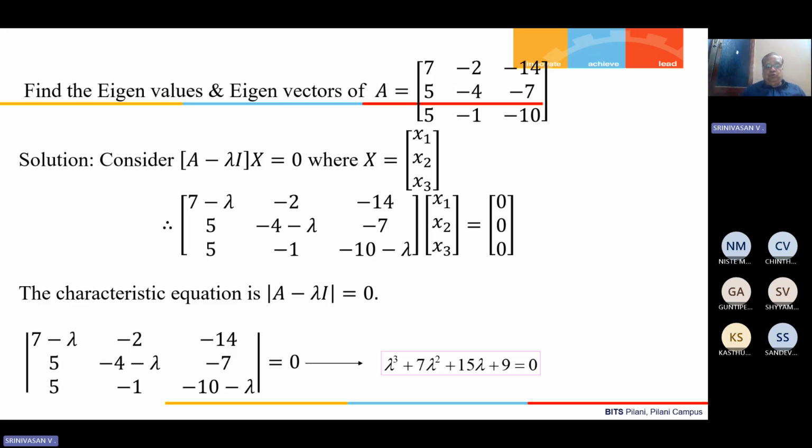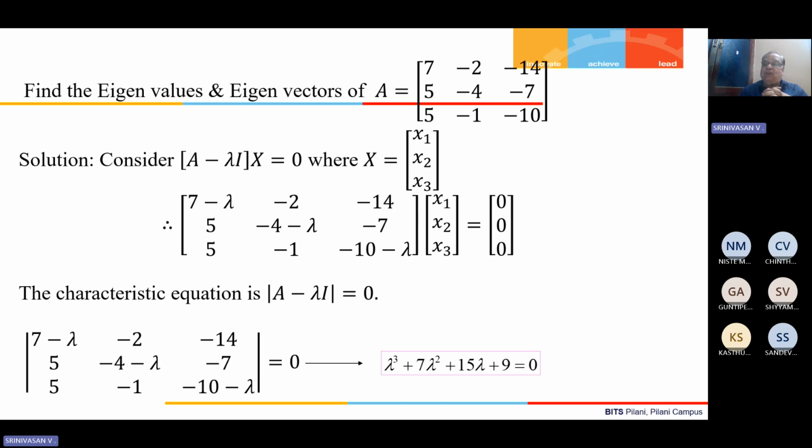So this gives rise to this cubic equation. The left-hand side upon expansion is giving you a polynomial in lambda of degree 3. In other words, equated to 0, it becomes a cubic equation in lambda: lambda cube plus 7 lambda square plus 15 lambda plus 9 equal to 0.